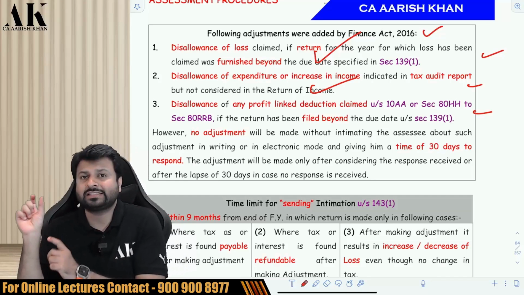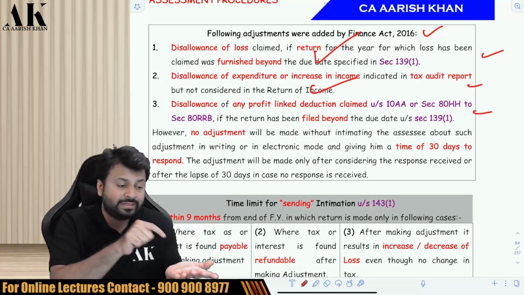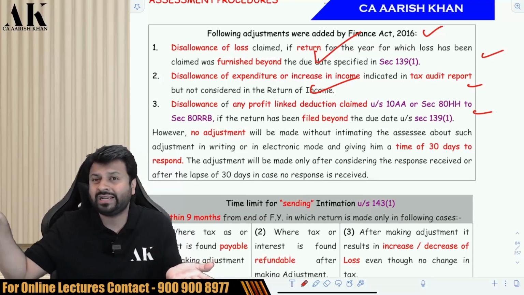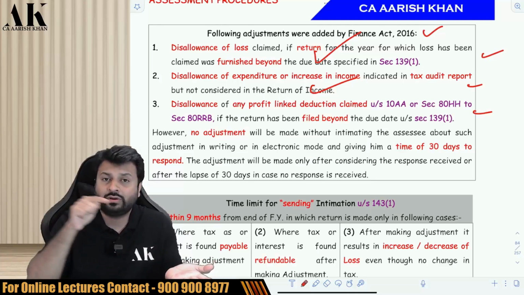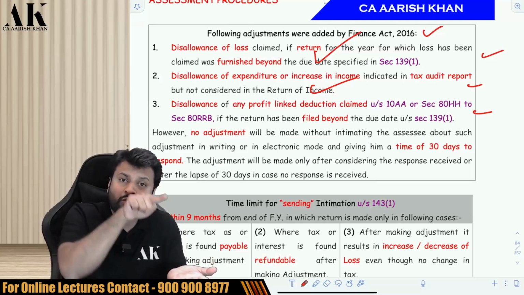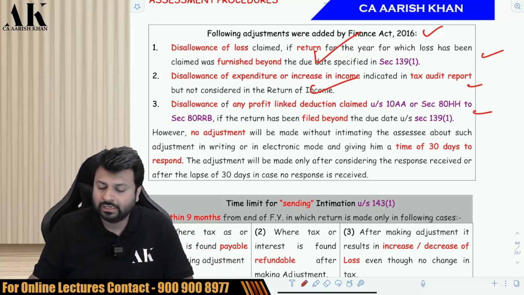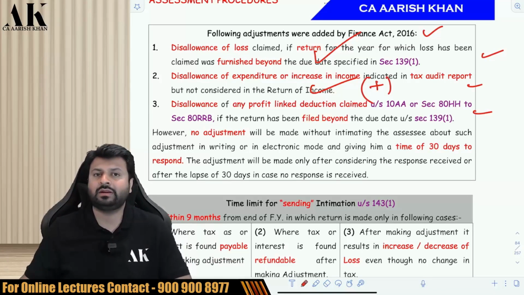Next, if there is some expenditure or income which is disallowed or taxable in the tax audit report, but you have not taxed that in your income tax return, so in the tax audit report it is shown as taxable, or as an expenditure which is disallowed, but in the income tax return you are not showing that. The software will add back that particular item and will generate a demand notice on your behalf.